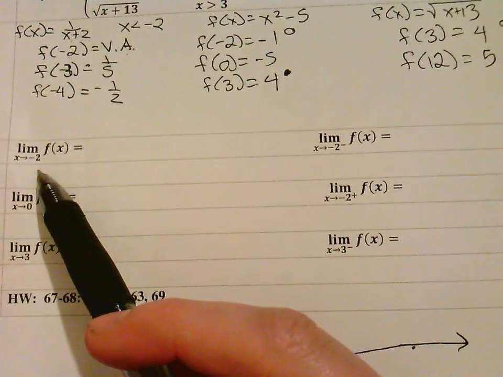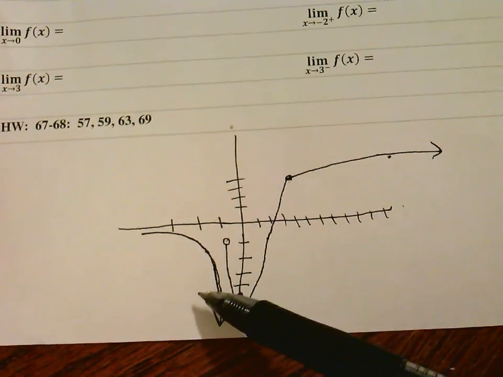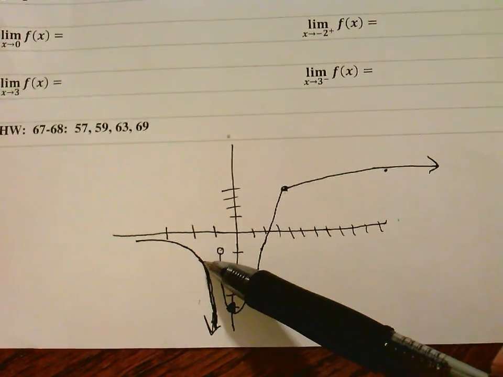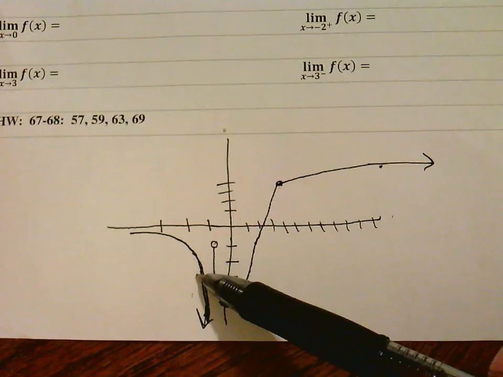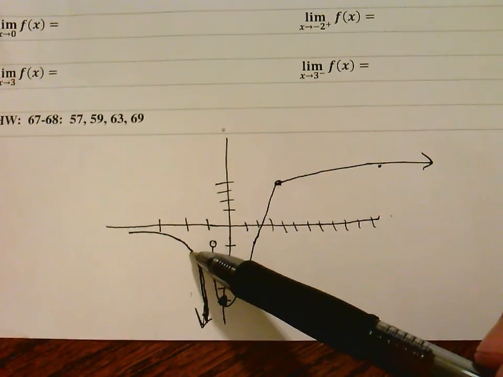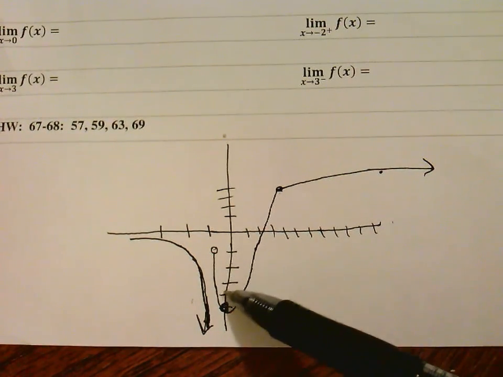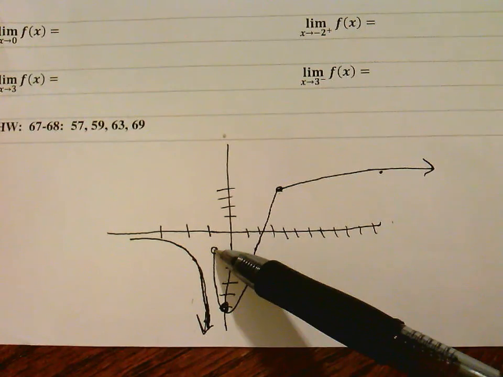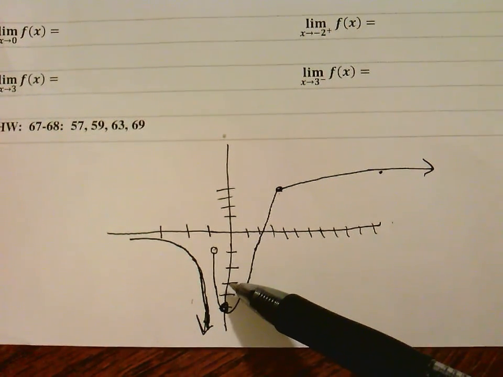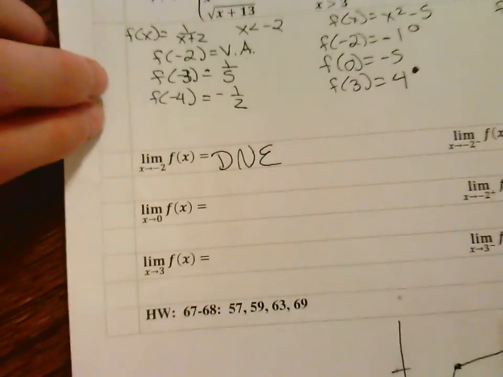Now we're going to find the limit as x approaches -2. Is there a limit as x approaches -2? Is there a left and right hand limit that go to the same place? The answer is no. The limit as x approaches -2 from the left is -infinity, and from the right is -1. So that does not exist because the left and right hand limits don't equal.